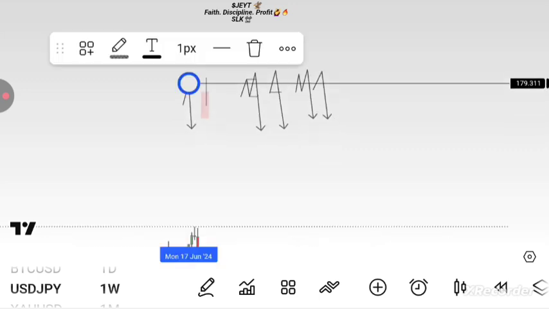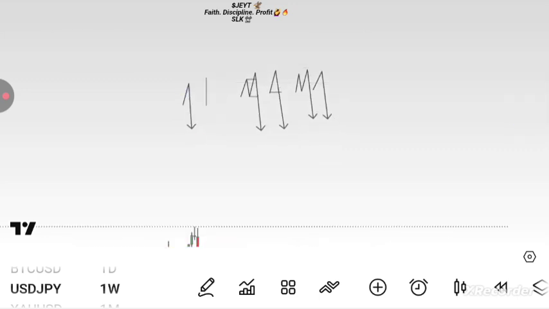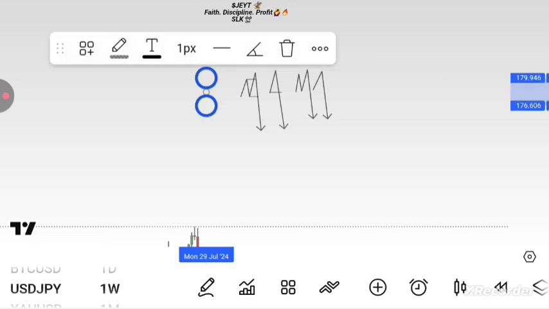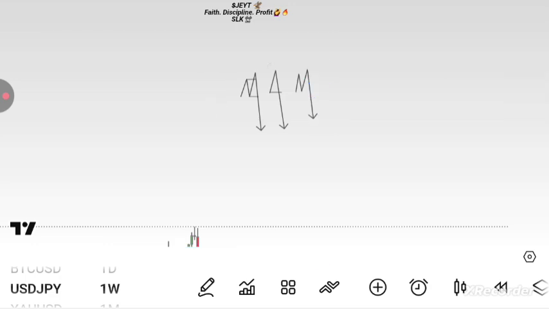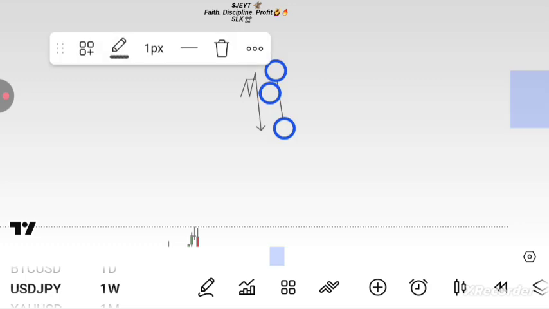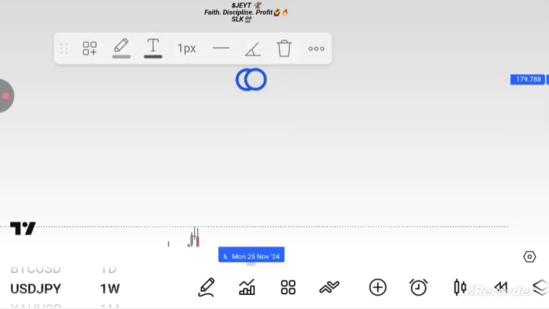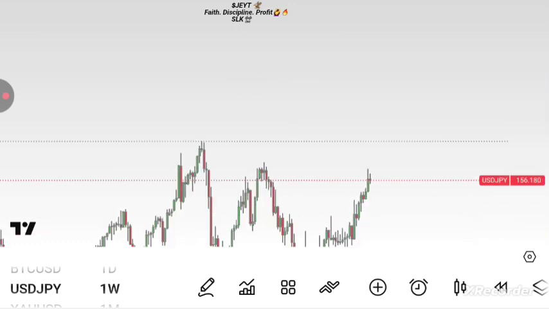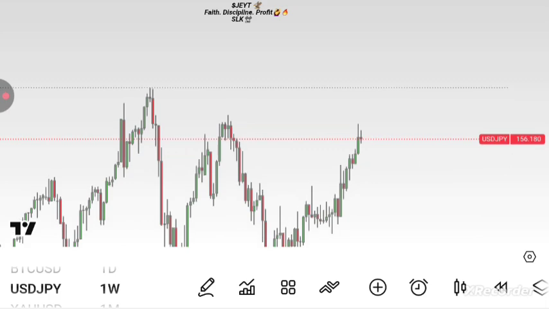So let's go on to the chart and let me show you some of the few trades I caught this week. All right, so going to the chart now, the first thing I saw the moment I came to the chart was an A-shaped key level.